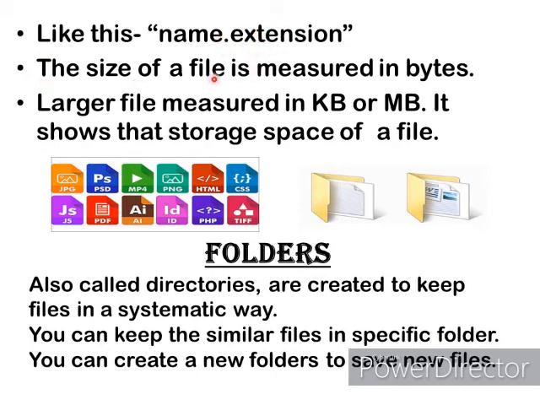The size of a file is measured in bytes. Larger files are measured in KB or MB. It shows the storage space of a file. These are some common extensions: JPG, PDF. And this is a folder which is created on the computer screen, and inside this folder there are files. Folders are also called directories and keep files in a systematic way. You can keep similar files in a specific folder, and you can create a new folder to save new files.